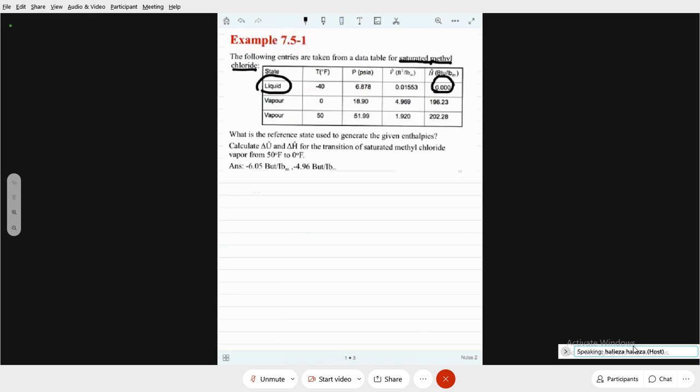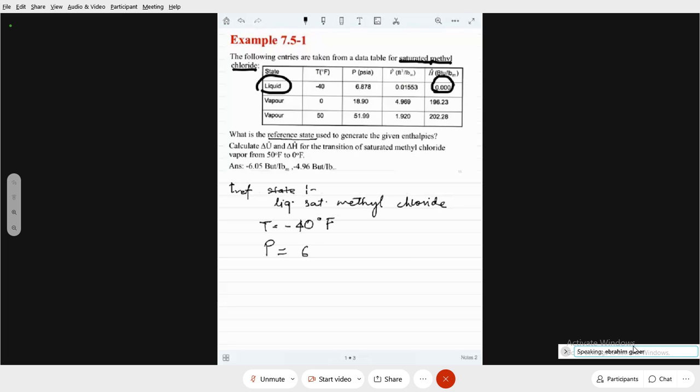And what else do we need to specify when you are looking at reference state? What else do you need to specify, guys? Beside the saturated methyl chloride liquid, what else? Temperature. So the state is saturated methyl chloride, liquid, and the temperature is what temperature? Negative 40 Fahrenheit. And what else do you need to specify? The pressure. What is the pressure?